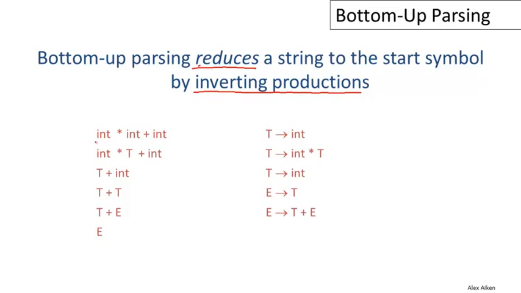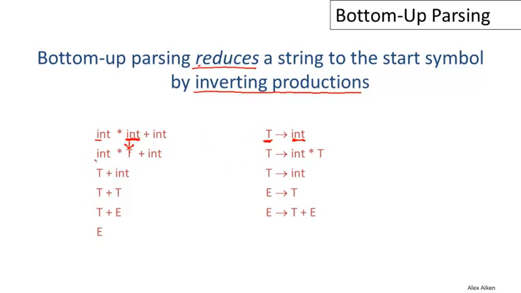Let's just look at the very first step. We began with the entire string of terminals, and we picked some of those terminals, in this case just one, this particular int right here, and we ran a production backwards. We replaced the int here by the left side of the production. We matched the right side of the production, int, and we replaced it by the left side. So int went backwards here to T.